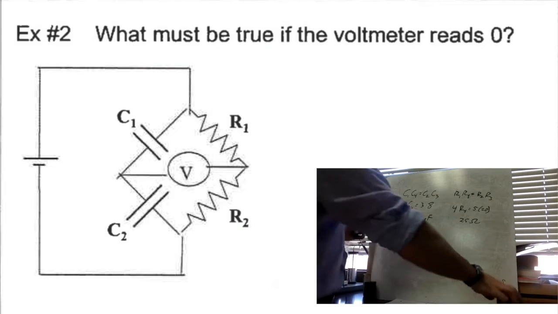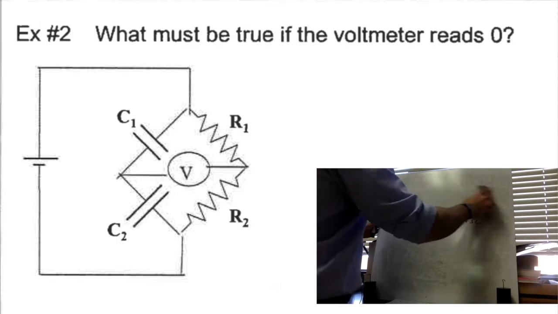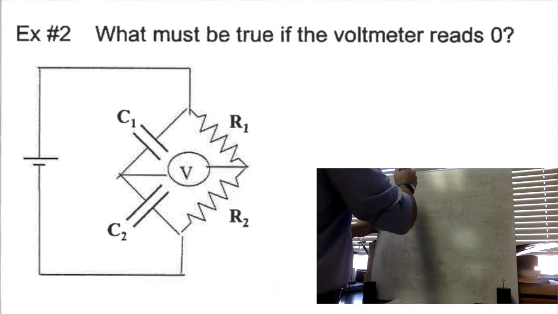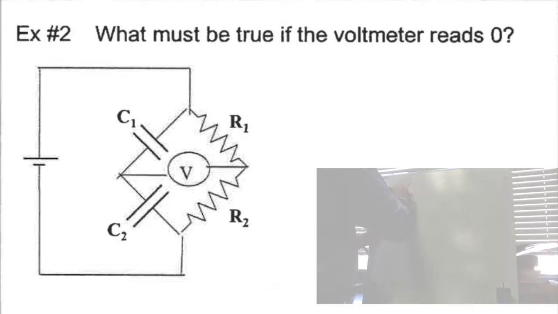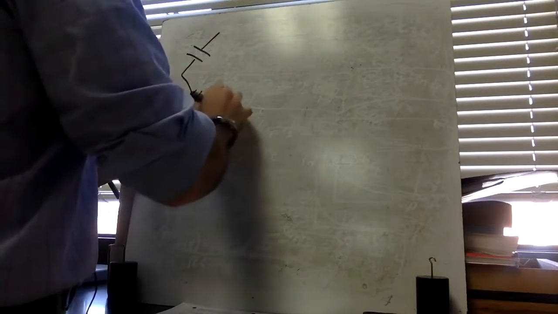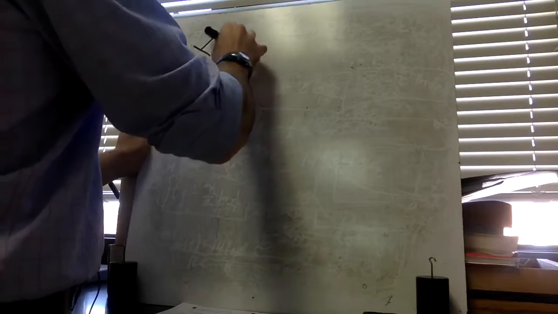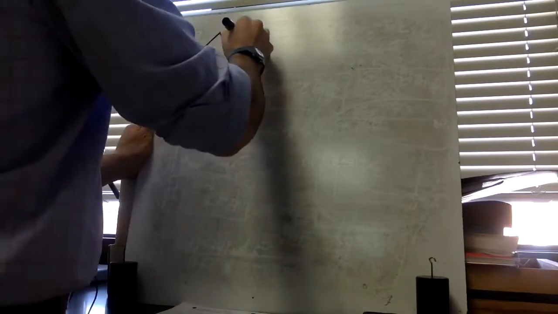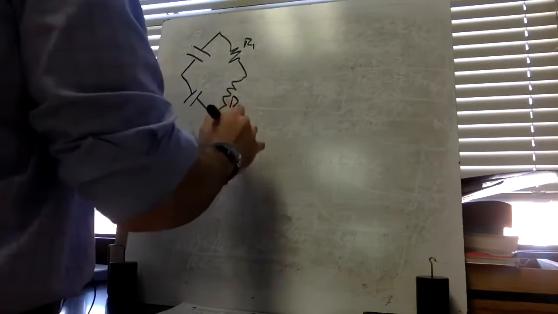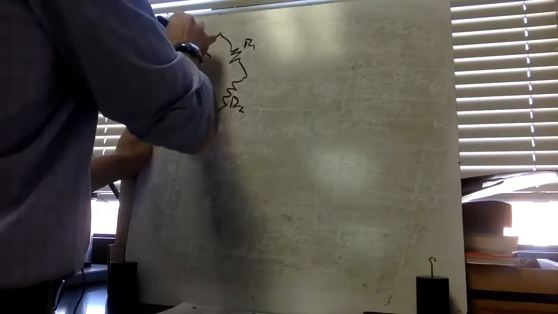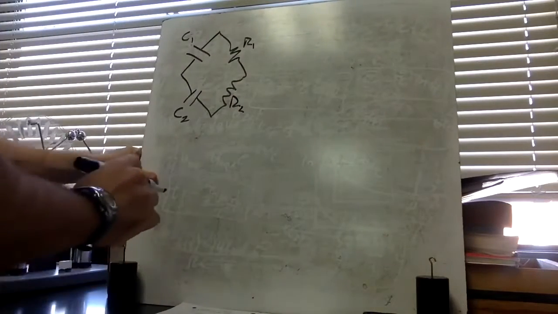Okay, but now what about example 2? In example 2, we've got kind of a new situation. We've got 2 capacitors and 2 resistors. Okay, so let's label these correctly. R1, R2, we'll call this C2, and C1. So what are some things that we know?